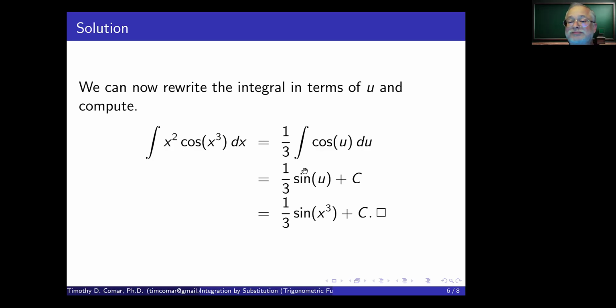Antiderivative of cosine is sine. So in terms of u, our general antiderivative is going to be 1/3 sine of u plus c. And then we'd simply substitute back in terms of x. And we have that our final form of our function here is going to be 1/3 sine x cubed plus a constant of integration c.